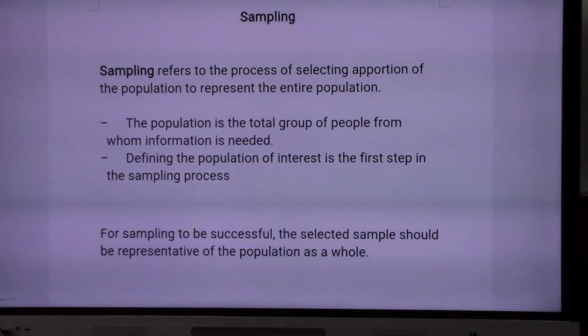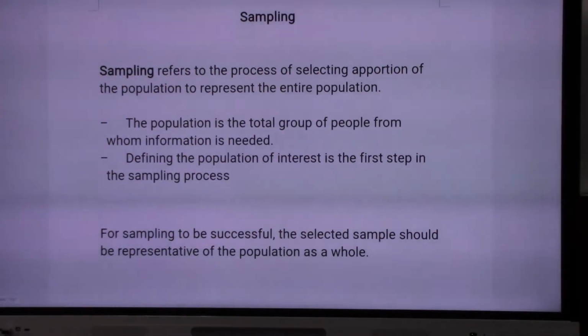Today we will discuss the chapter about sampling and sampling methods. First we need to define the meaning of sampling. Sampling refers to the process of selecting a portion of the population to represent the entire population.